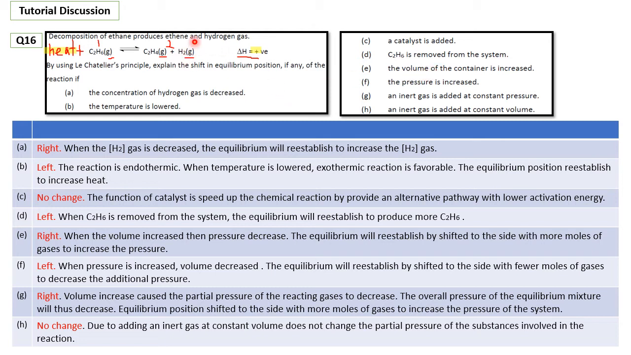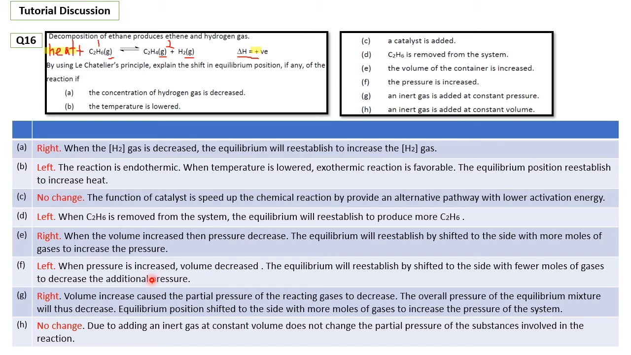big house, still remember big house, I want a party, I want to find more friends. So for E, we'll shift to the side with more number of moles. Okay, so we check E, yes, shifted to the right side. When the volume increases, the pressure decreases, the equilibrium will re-establish by shifting to the side with more moles of gases to increase the pressure.